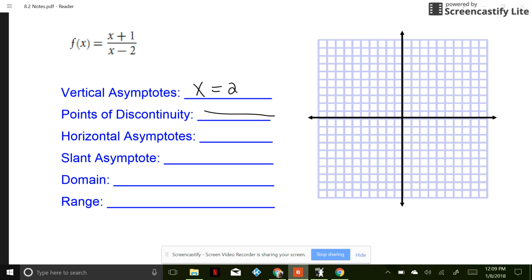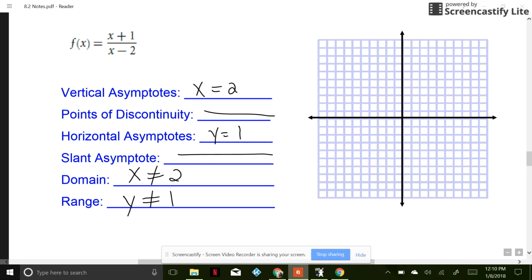Looking for a horizontal asymptote, we look at the degree of the numerator and the denominator. These are both degree 1, so what we'll do is we'll take the coefficients and put them into a fraction. Each of the coefficients are 1. So 1 over 1 will get us a horizontal asymptote at y equals 1. Now, since we have a horizontal, that means we will not have a slant asymptote. Domain, x cannot equal 2. Range, y cannot equal 1.